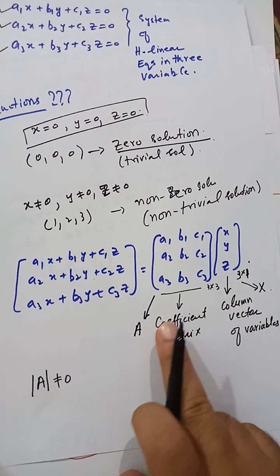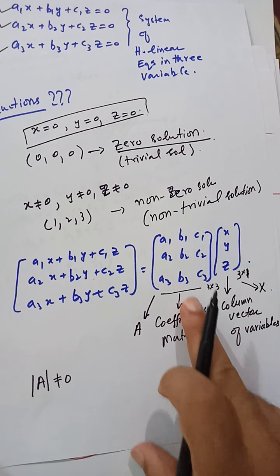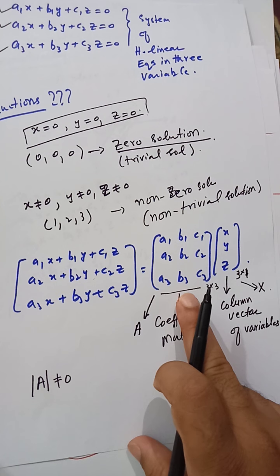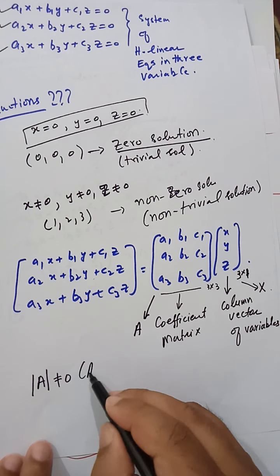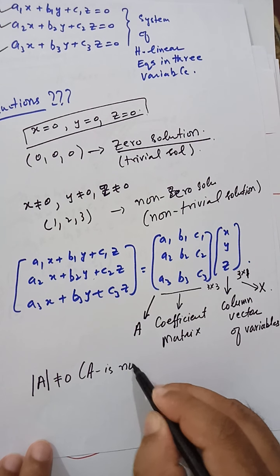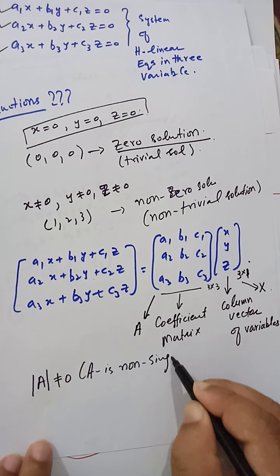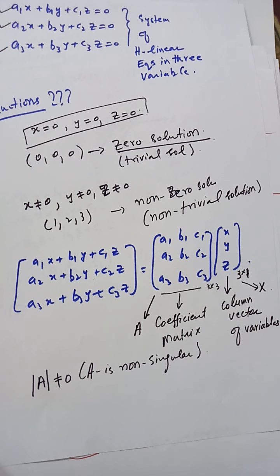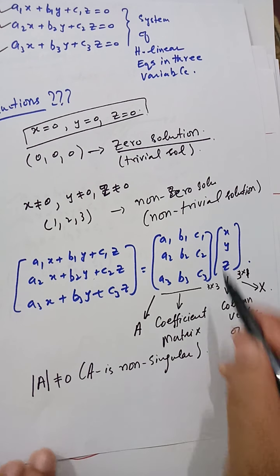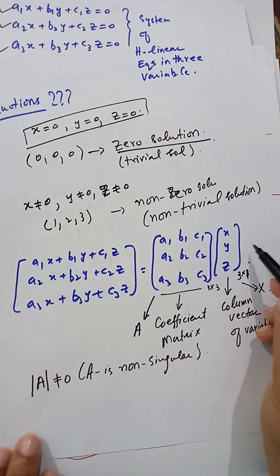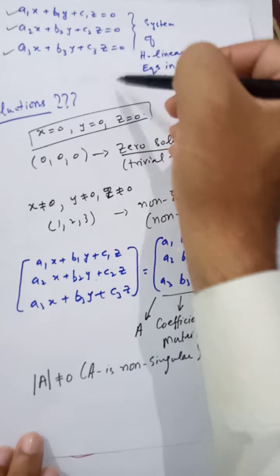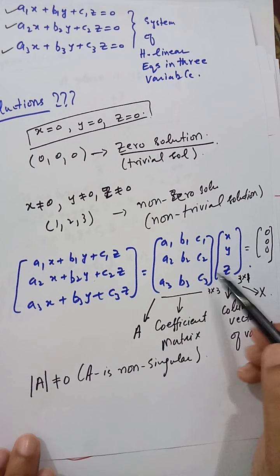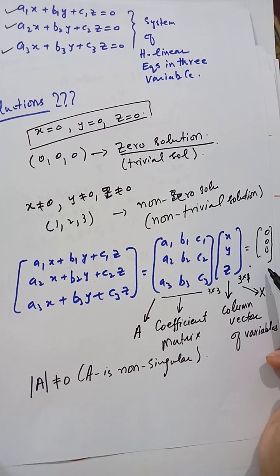So if the determinant of this matrix is not equal to 0, meaning A is non-singular, then in that case A is invertible. Now the right side will be equal to 0, 0, 0. So this is a column vector of constants, and each constant is 0.